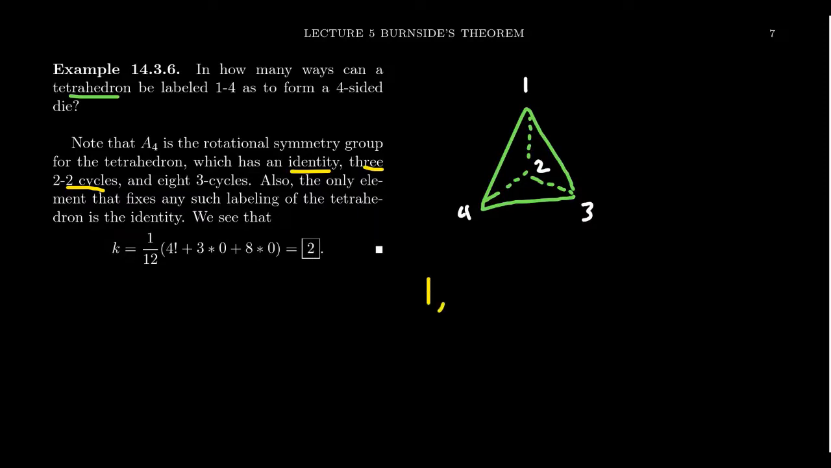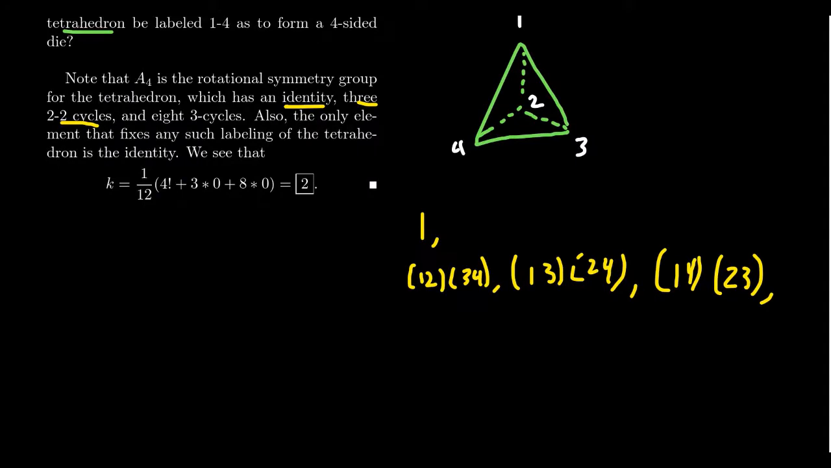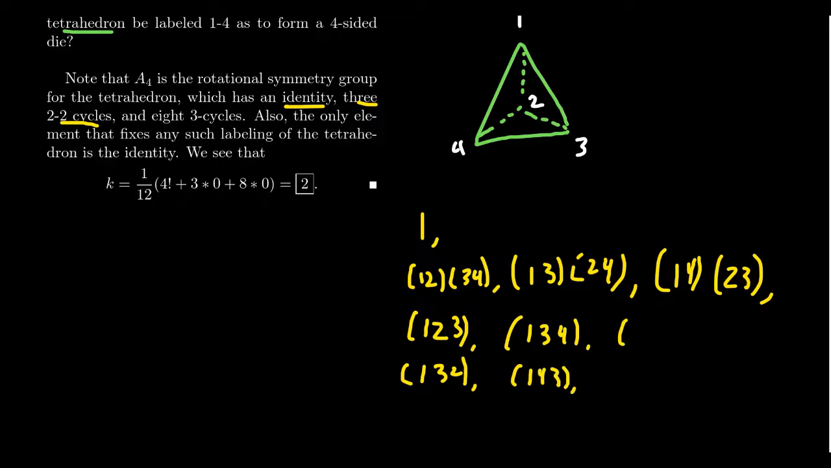You have the identity, you're going to have the 2-2 cycles: (1 2)(3 4), (1 3)(2 4), and (1 4)(2 3). We're also going to have 8 3-cycles. So we have (1 2 3) and (1 3 2), (1 3 4) and (1 4 3). Let's see, is there another one? We have (1 2 4) and (1 4 2). And then lastly, we're going to have (2 3 4) and (2 4 3).